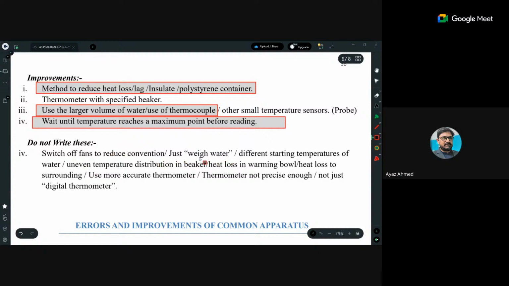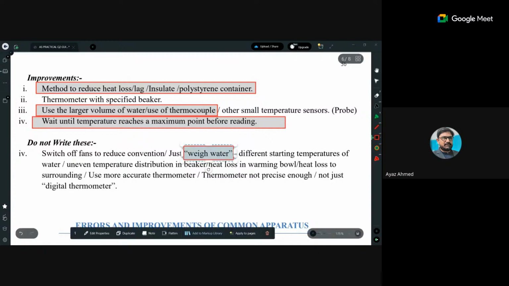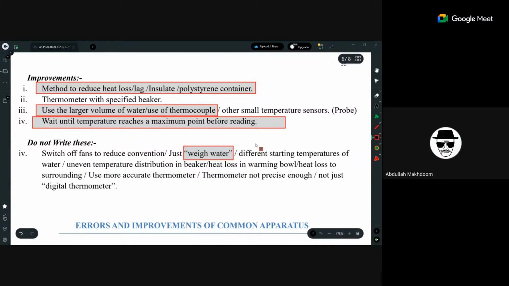Okay, so the last thing, which is basically for not downright, switch off the fans, reduce convection. Weigh the water. Measure the volume of the water or the weight of the water with the container, and then calculate it. Different starting temperatures of the water.